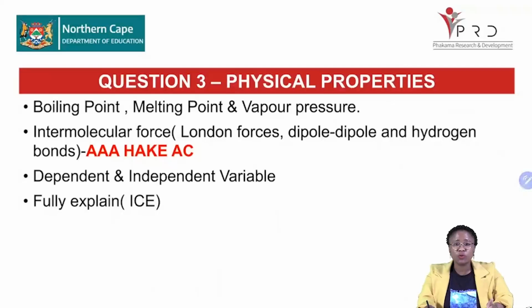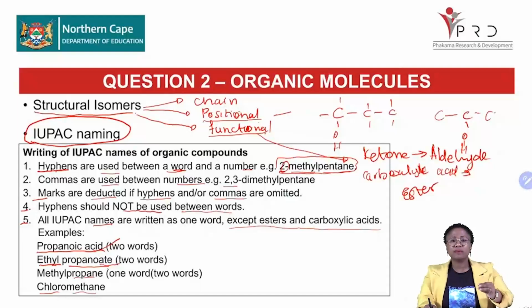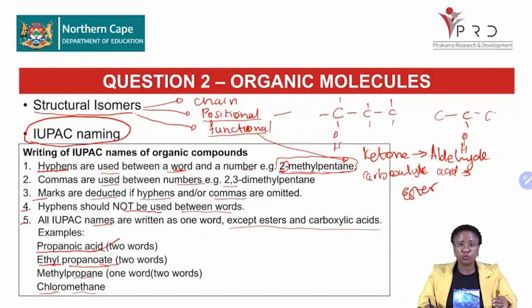Now we are done with question 2. Before I move on, I just remembered something here. Remember, there are different types of structural formulas that you must know. Very much important for you to know when the examiner says to you, write the structural formula or write the molecular formula or write the condensed structural formula. You must remember what is the difference between those 3.